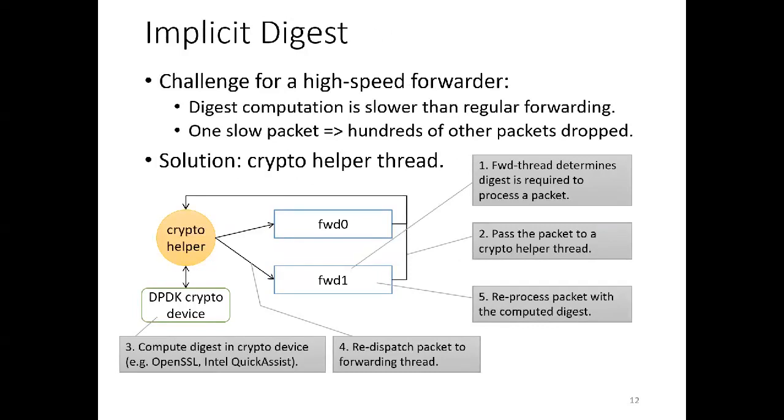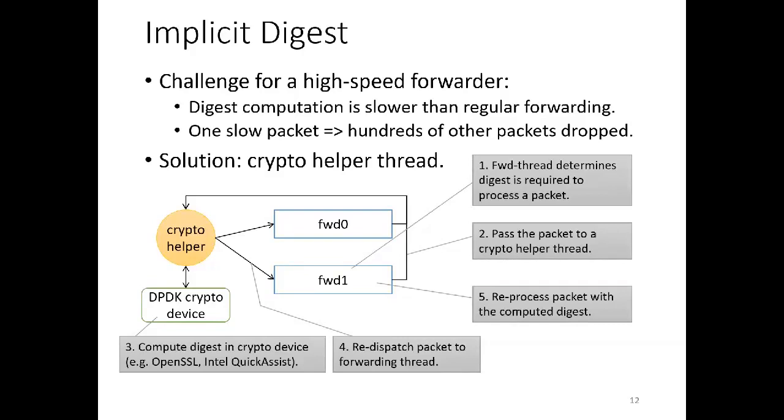Next up is the support for implicit digest. Implicit digest is an NDN protocol feature. It allows the interest, the final component of the interest, to be the SHA-256 digest of the whole data packet. And the forwarder will need to do digest computation on the data packet in order to determine whether the interest with implicit digest could be satisfied. But digest computation is slower than all the regular forwarding workloads. So I cannot really do that in the forwarding thread.